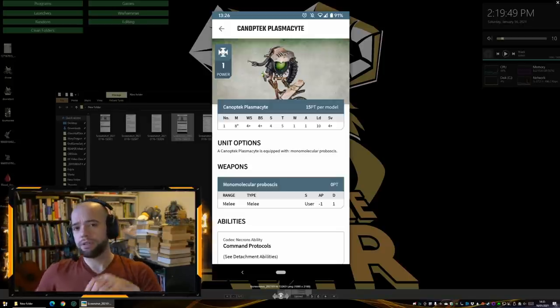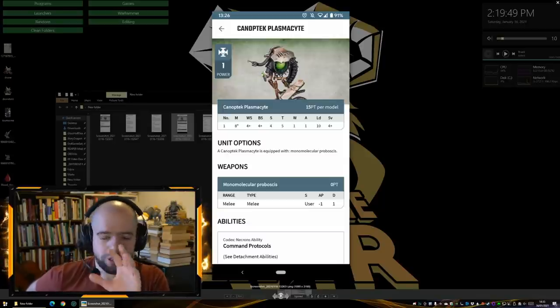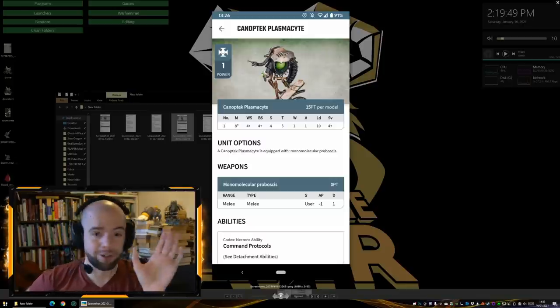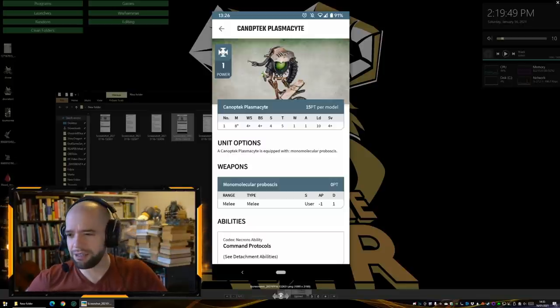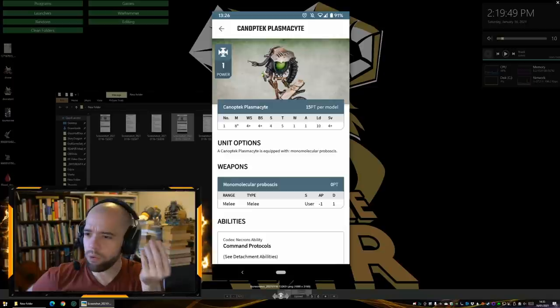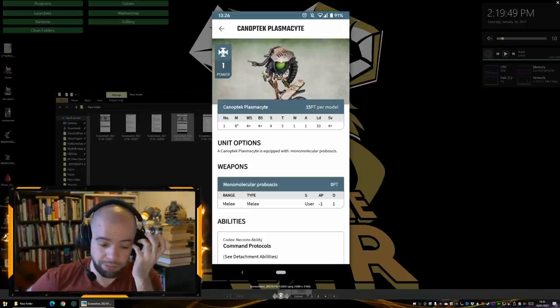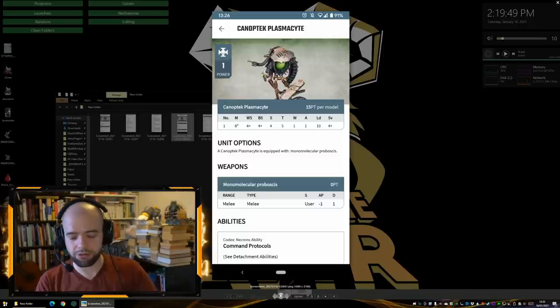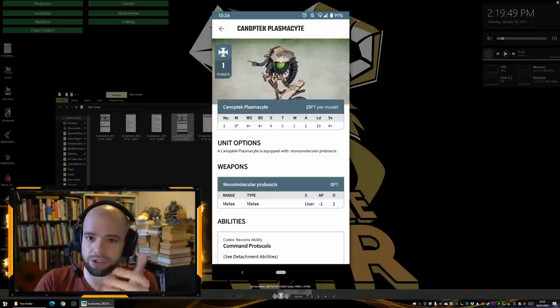Now, I'm kind of going to cut it short there. This has just been a very interesting look for me, possibly not for you, at Canoptek Plasmacytes. And then I was looking at them and I thought, why wouldn't that work? And the answer, of course, is because buffing units in general don't work in Kill Team. And I was trying to figure out, okay, well, are there any buffing units that do work?